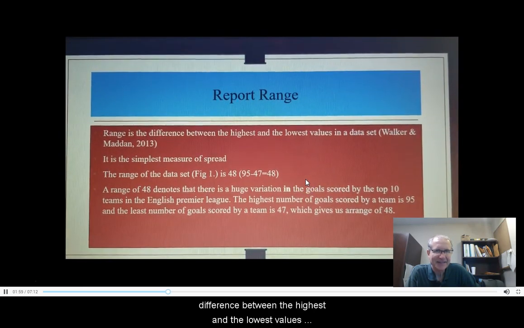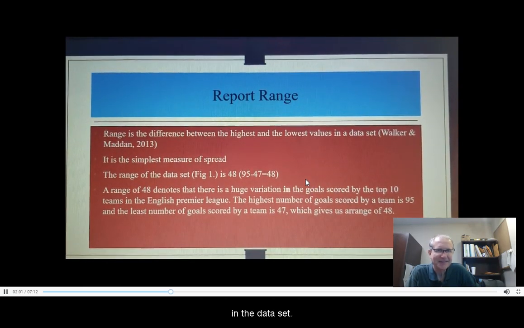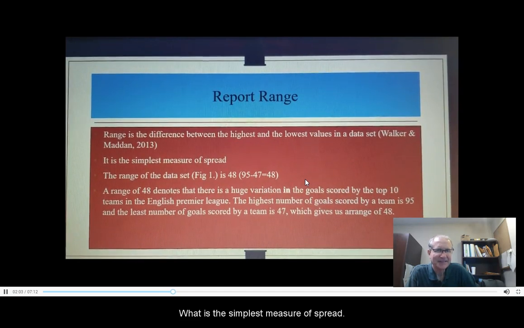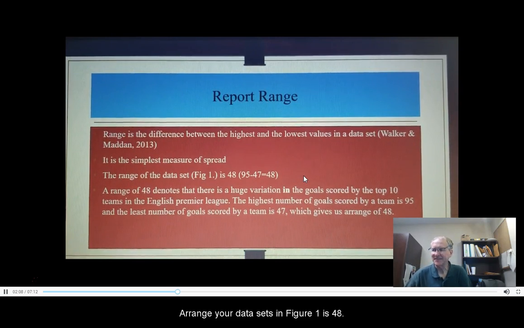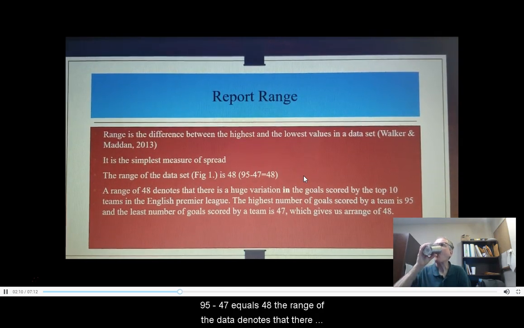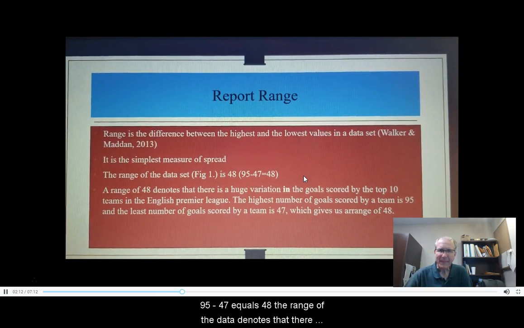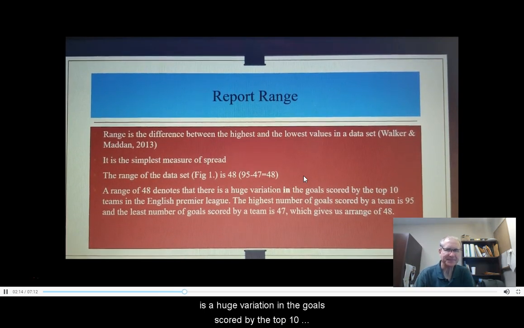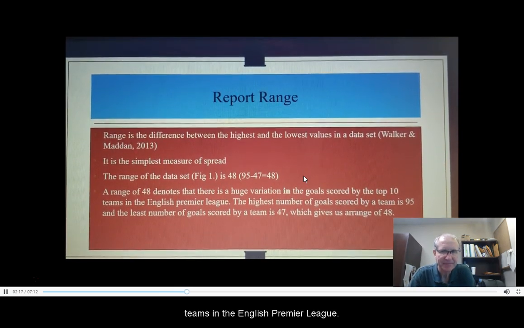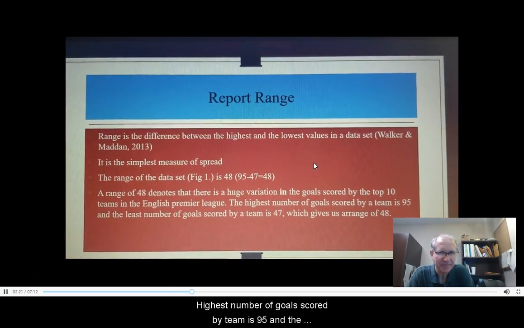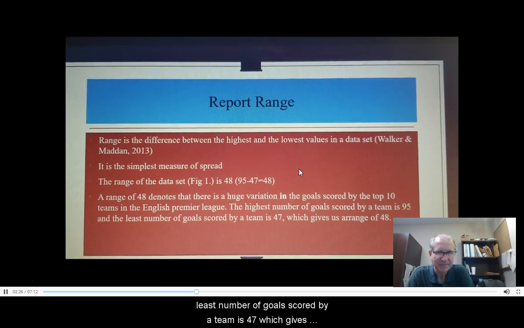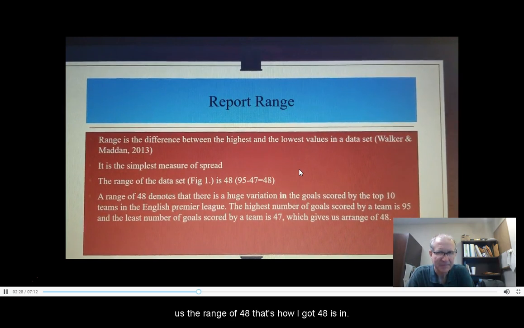Range. I did my work on range. Range is the difference between the highest and the lowest values in a data set. It is the simplest measure of spread. The range of the data set in figure 1 is 48: 95 minus 47 equals 48. The range denotes that there is a huge variation in the goals scored by the top 10 teams in the English Premier League. The highest number of goals scored by a team is 95, and the least is 47, which gives us the range of 48. That's how I got 48.